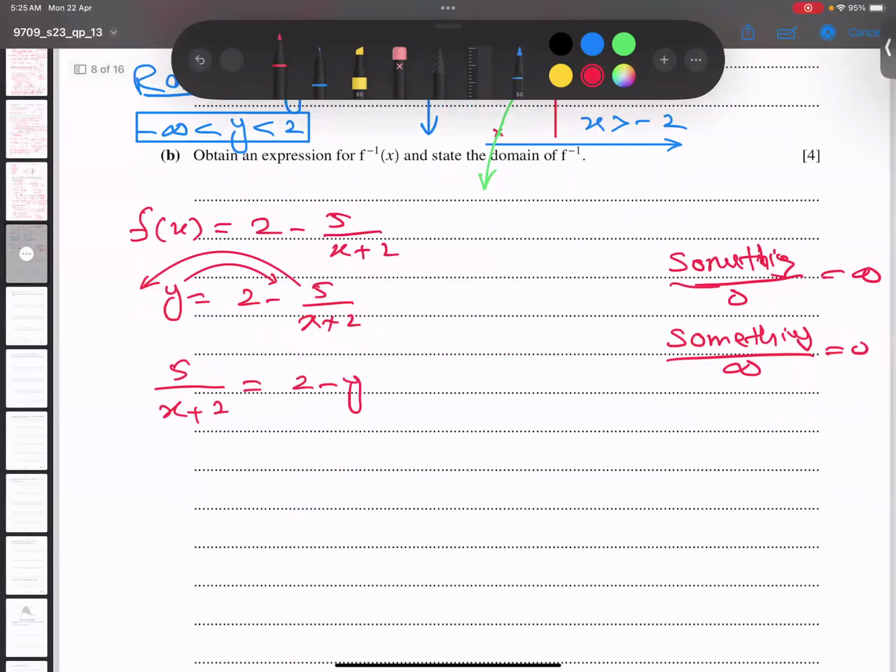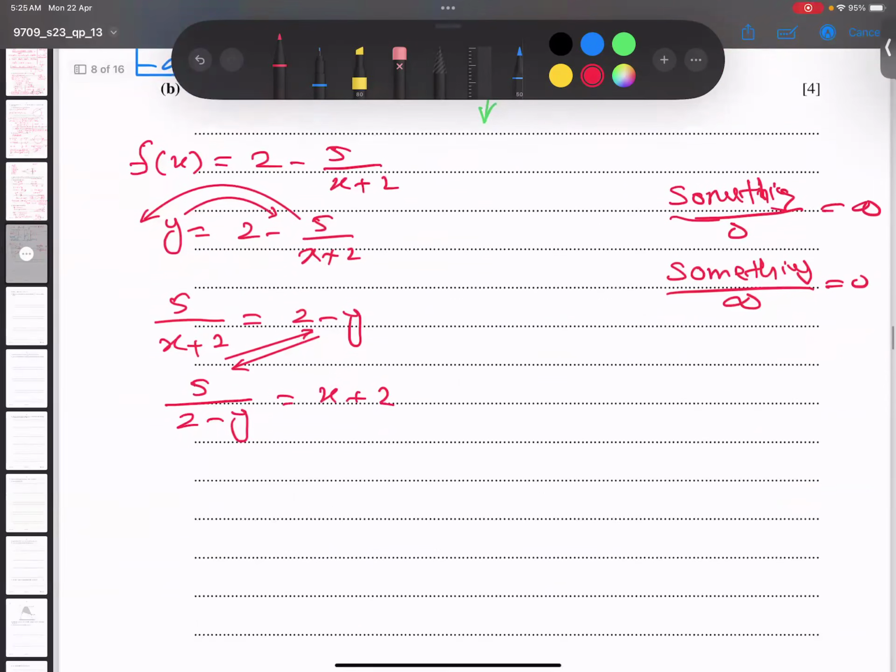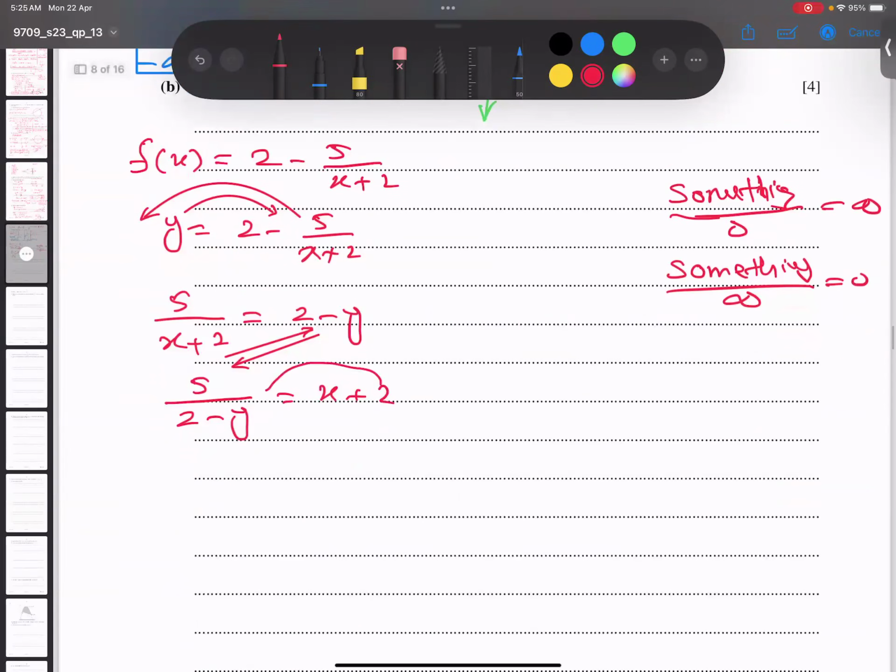Now, students, what is the next best way? I can either cross multiply, or I can multiply and this will come down. So it turned out to be y or 5 over 2 minus y equal to x plus 2. Okay, now I bring this 2 to this end. So 5 over 2 minus y, minus 2, is equal to x.